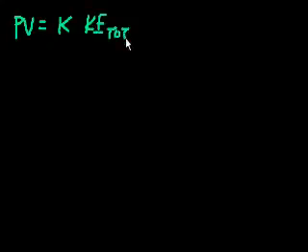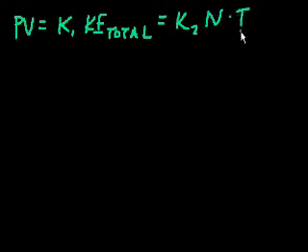So we said in the last several videos that pressure times volume is somehow proportional, let's call that K, and this is an arbitrary number, not some special constant, to the total kinetic energy of a system. And we also said that this is roughly proportional to some other constant times the number of molecules times the temperature, because temperature we viewed as kinetic energy per molecule. So in general, this is proportional to this, which is proportional to this.